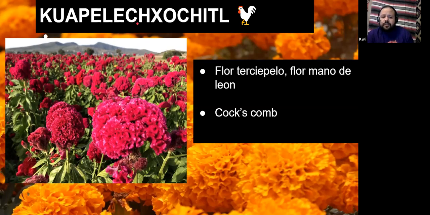Cuapelechochitl. Flor de terciopelo in Spanish, flor de mano de león, or coxcomb in English.